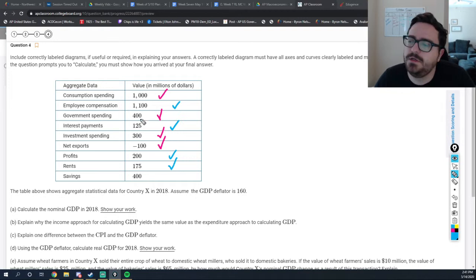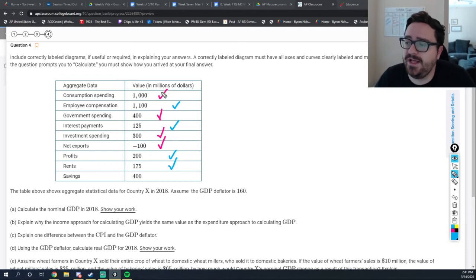Saving doesn't count. The income approach is like wages plus interest plus profit plus rent. You can also do it that way, but I really wouldn't. That seems like a pain in the butt. What you'll find out is if you add up all the red or add up all the blue, you get the same answer. So there's two ways to solve this one.